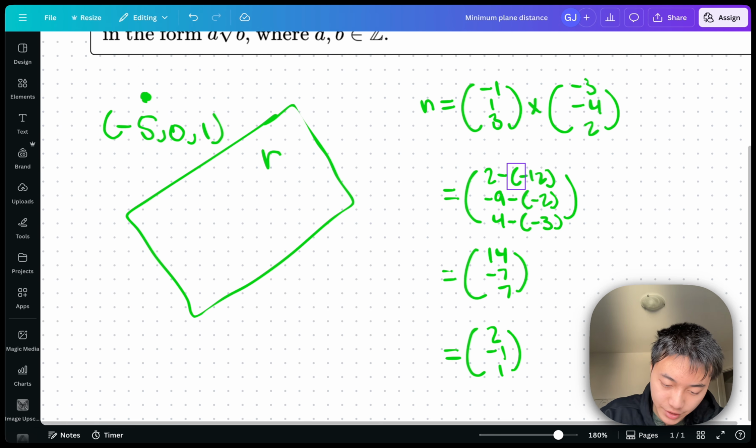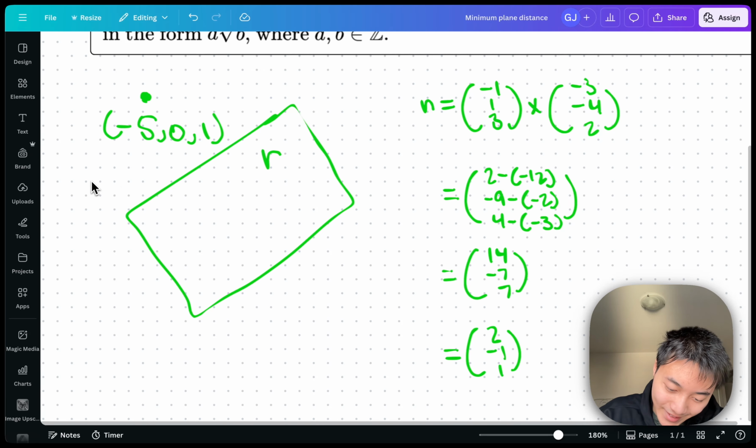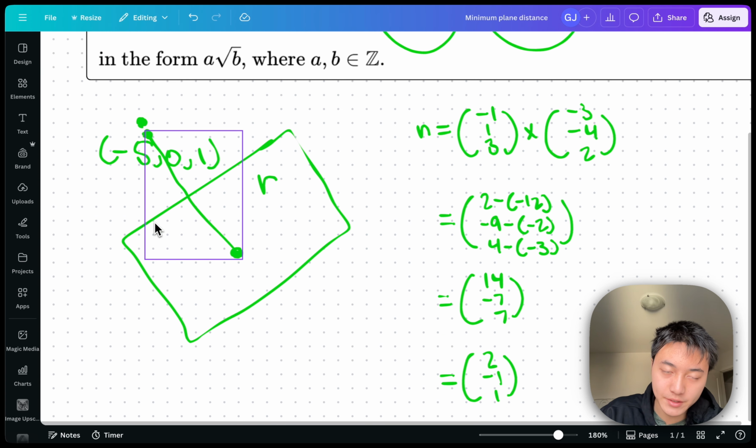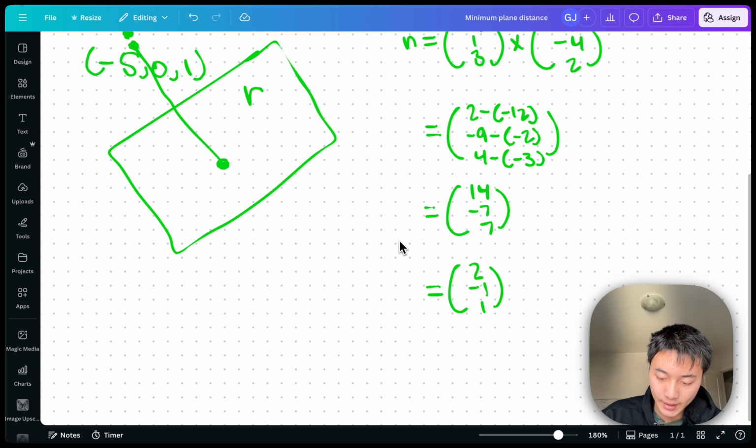So the direction is going to be, okay, this is in the way. Okay, never mind. It's going to be like this, essentially. It's touching the plane here, and it's touching the point here, because we want the minimum distance. And the normal is the minimum distance. This is the direction vector of the normal, so we have that now.